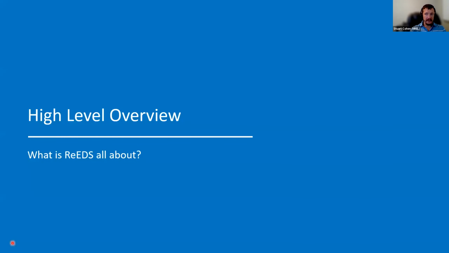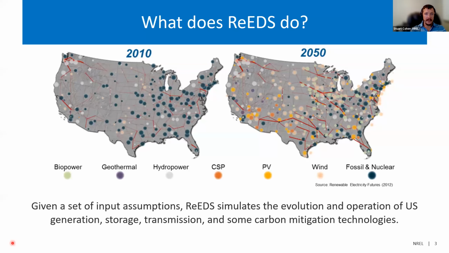So I'll start with just a really high-level overview before digging into some of the specific features, characteristics, and unique capabilities of ReEDS. So, the general idea of ReEDS is it's a tool to do kind of what if scenario analysis for the US electricity system and other countries. We'll hear about ReEDS India as well.